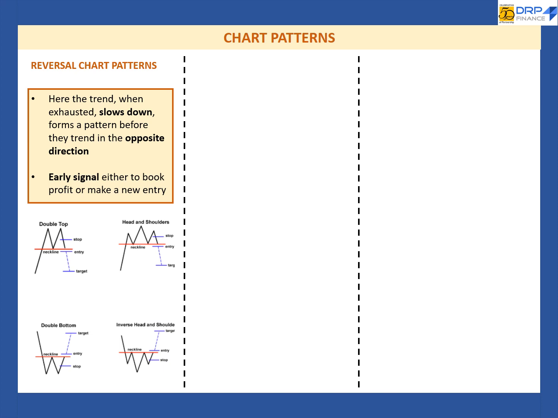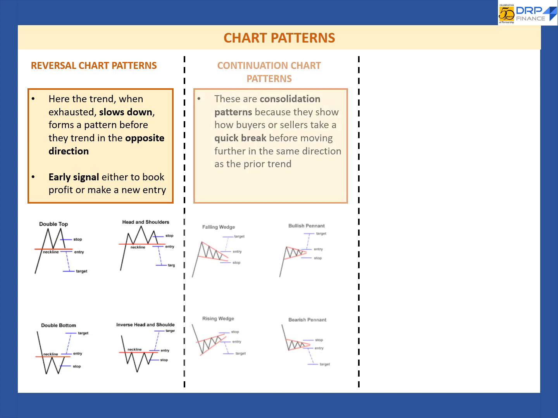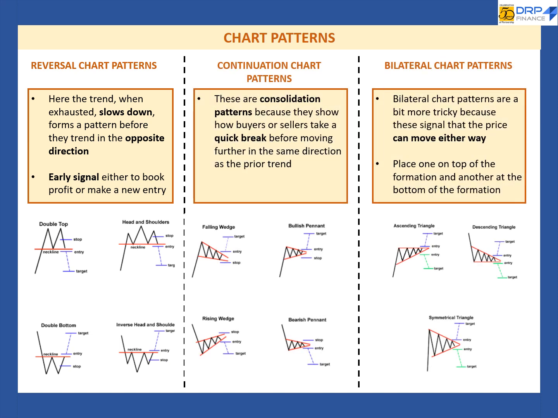Next we have continuation chart pattern. These are consolidation patterns because they show how buyers or sellers take a quick break before moving further in the same direction as the prior trend. Examples are falling wedge, rising wedge, bullish pennant, and bearish pennant.